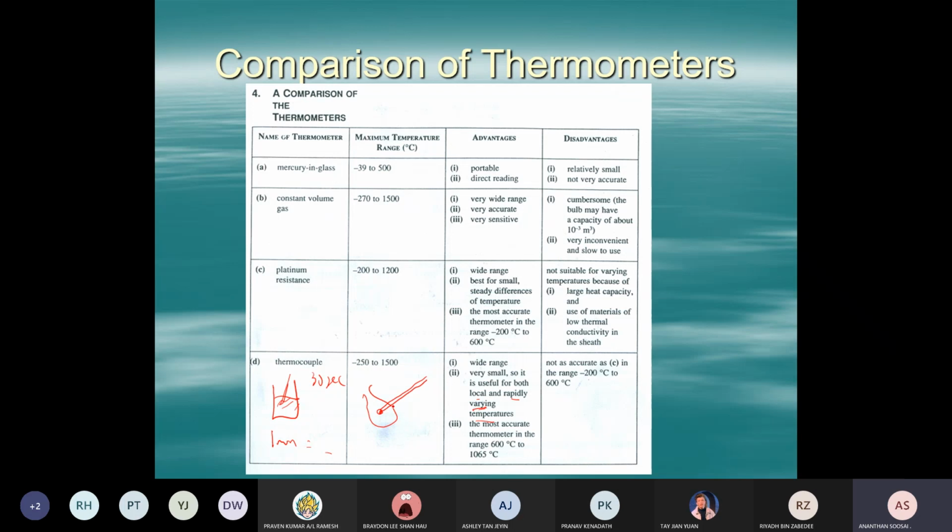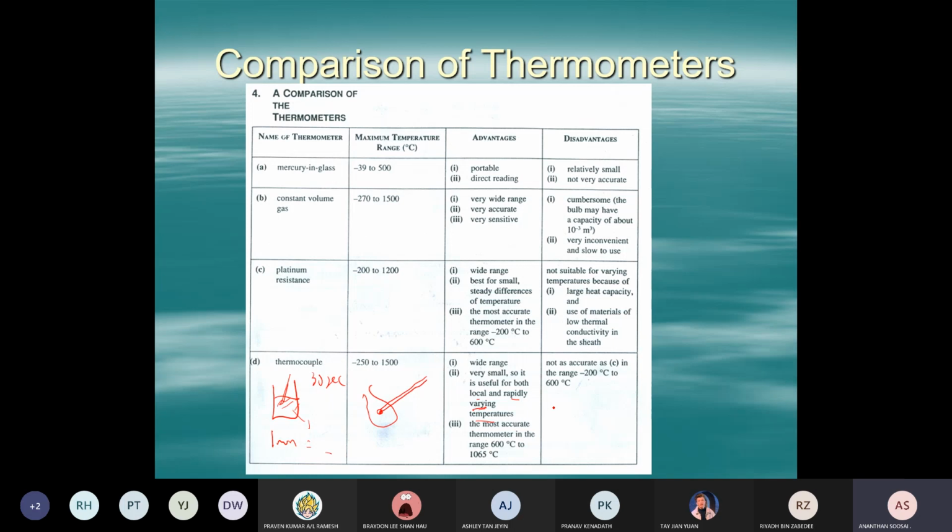That's why it achieves thermal equilibrium very fast. So within 30 seconds, the thermocouple is able to show the new temperature of the water. For example, mercury in glass takes time to achieve thermal equilibrium. You can see the temperature still rising, and it's not really accurate, because it has a thick glass outside. The glass will absorb some energy, so it's not that accurate. So the thermocouple is used for rapidly varying temperature.